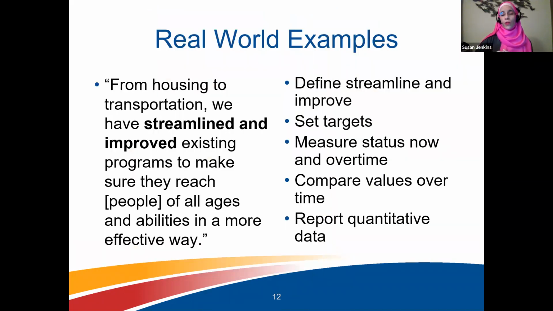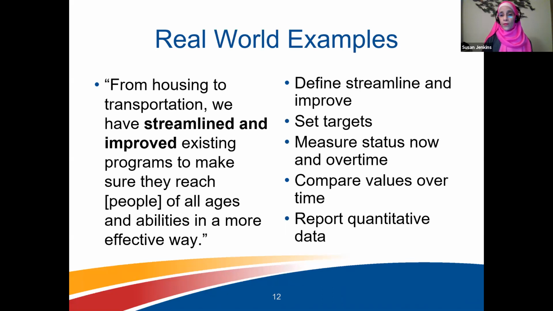So to try to make this more concrete, there are a few real world examples. We're going to go over 2 examples now that come from state plans that I was able to review. And I won't identify any states in these examples, you may recognize yourself, but I've taken out all of the state names or the specific names. But one is a quote that was in one of the state plans, a previous state plan. And it says, from housing to transportation, we have streamlined and improved existing programs to make sure they reach people of all ages and abilities in a more effective way.